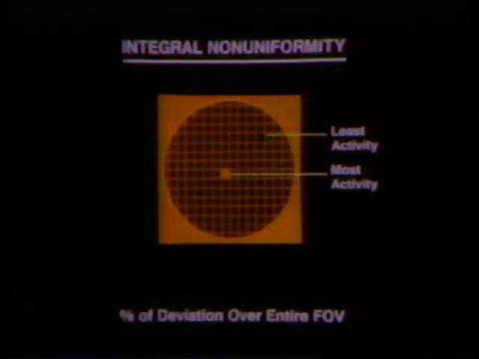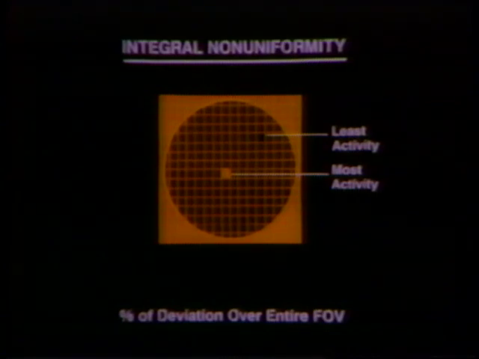Changes in uniformity across the entire field of view are called integral non-uniformities and are expressed as the percent change between the area with the least amount of data, the coldest area, to the area with the most amount of data, the hottest area. Integral non-uniformity values represent the maximum deviation from the mean over the entire field of view.